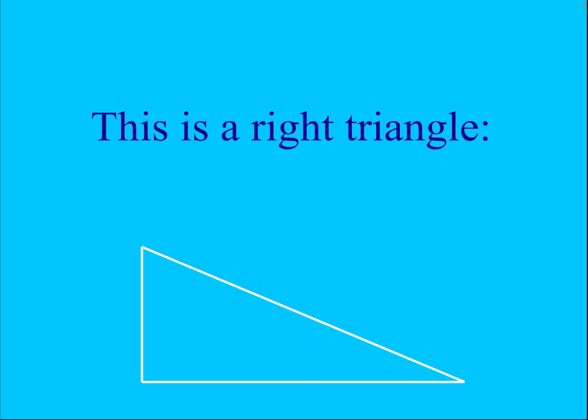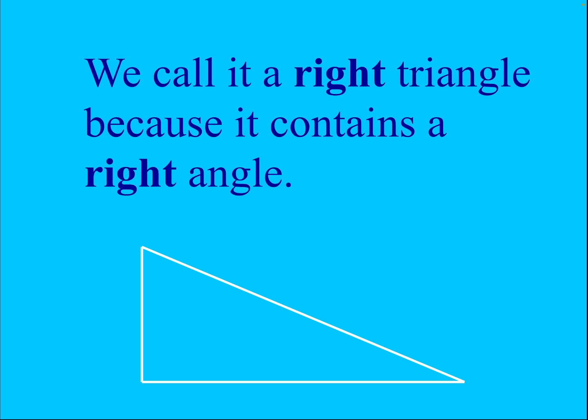So this is a right triangle. We know that this is a right triangle because it contains a right angle. And we know that this triangle specifically contains a right angle because I just put that box there and I identified it. Okay? Anytime you see this little square right here, it means that it's a 90-degree angle. I don't need to tell you it's 90 degrees. This square tells you that.